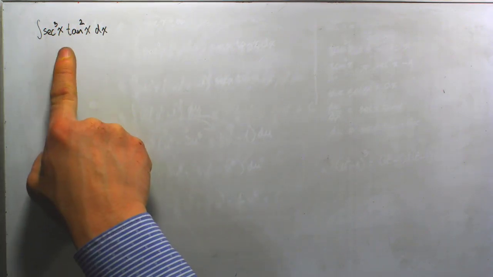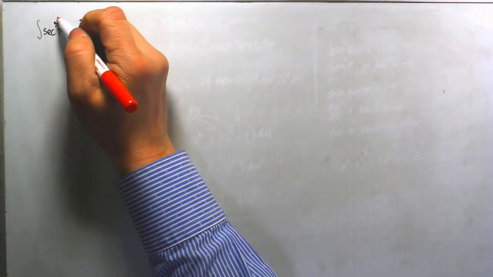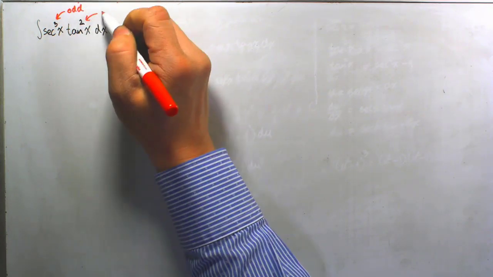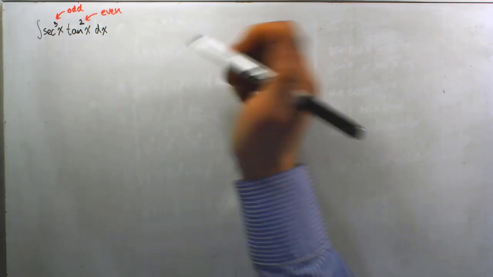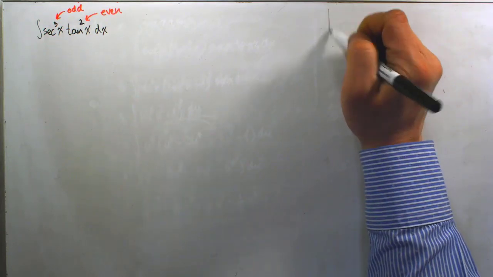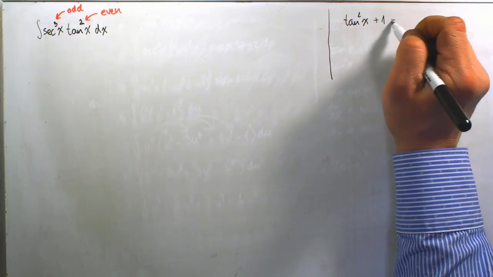All right, now in this example, we are looking at finding the integral for secant cubed of x times tangent squared of x. What's general in this example is that the power on the secant is odd, but the power on the tangent is even. So from the general guideline given previously, we must use the trig identity tangent squared of x plus 1 equals secant squared of x.